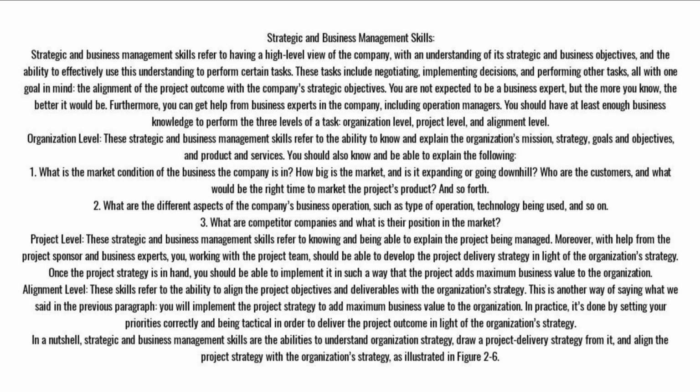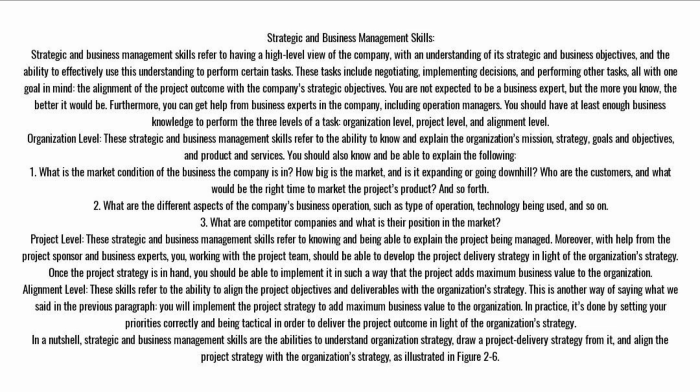You should have at least enough business knowledge to perform the 3 levels of a task: organization level, project level, and alignment level. Organization level. These strategic and business management skills refer to the ability to know and explain the organization's mission, strategy, goals and objectives, and product and services. You should also know and be able to explain the following. 1. What is the market condition of the business the company is in? How big is the market, and is it expanding or going downhill?